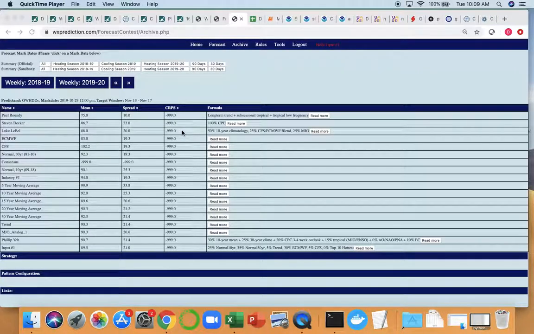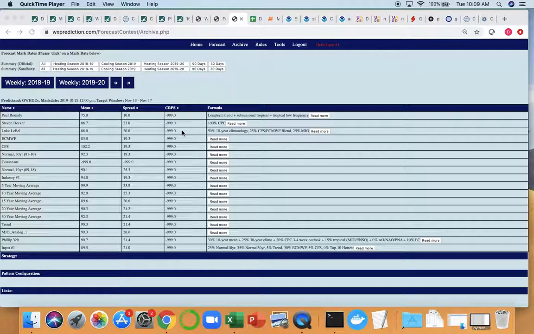Good morning. My name's David Margolin, and this is another edition of the forecast contest where I'll demonstrate my forecast process for those folks who are interested in learning more about medium range or subseasonal forecasting.